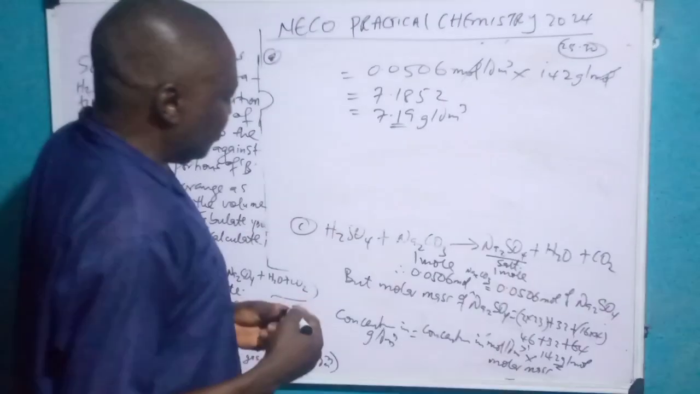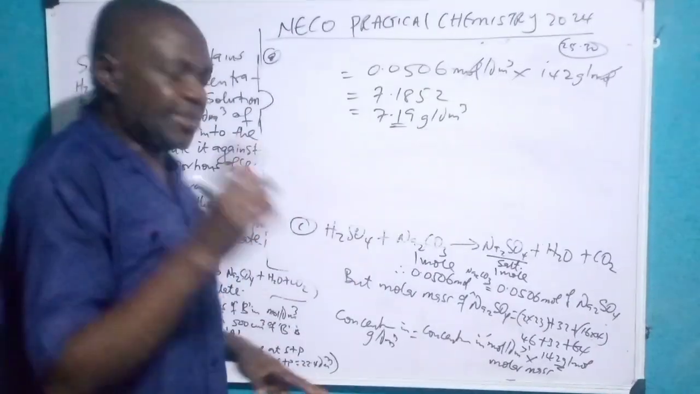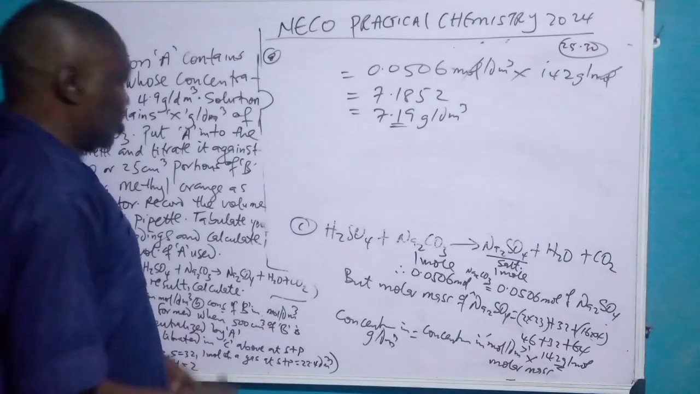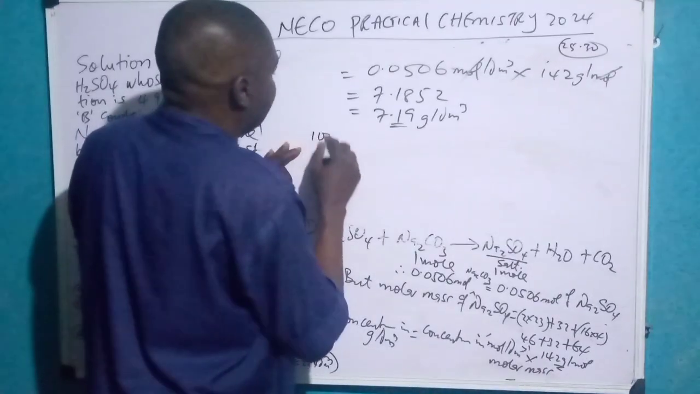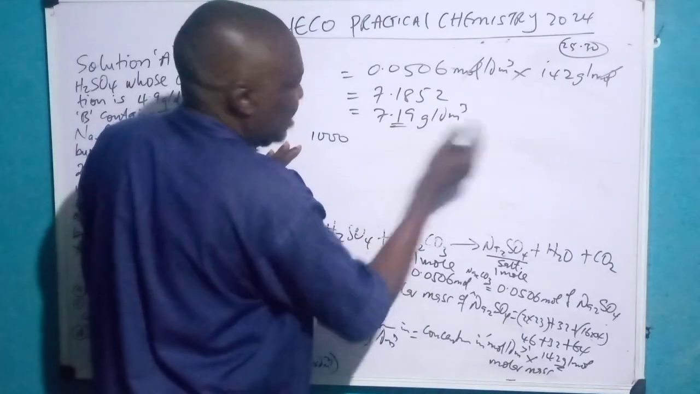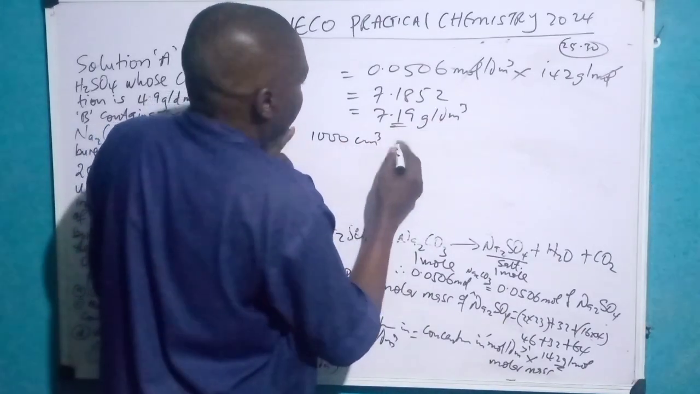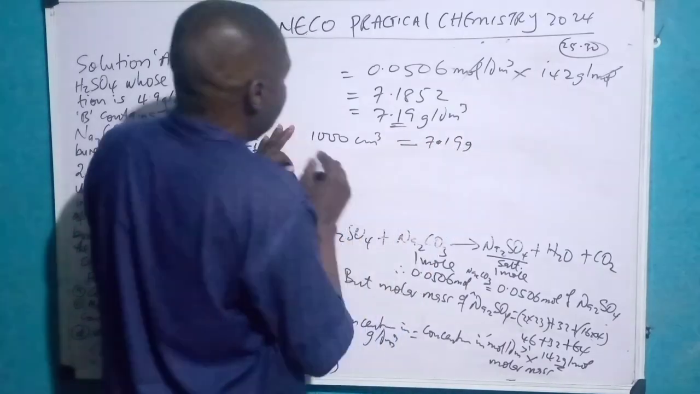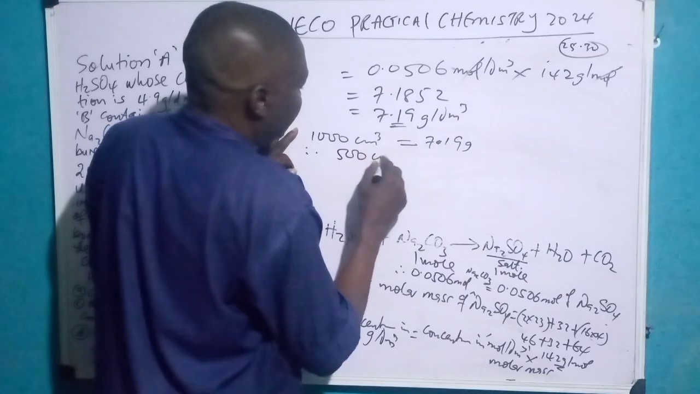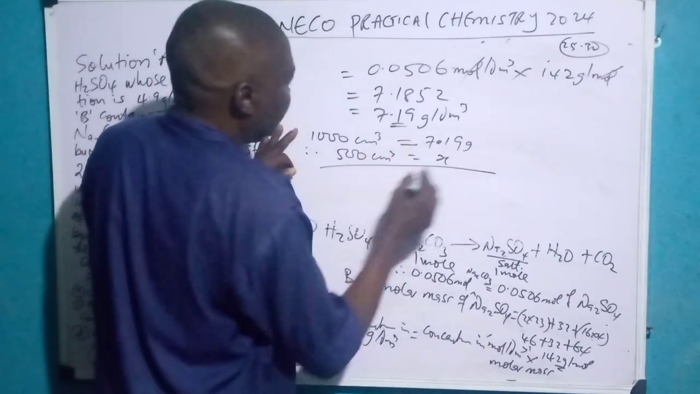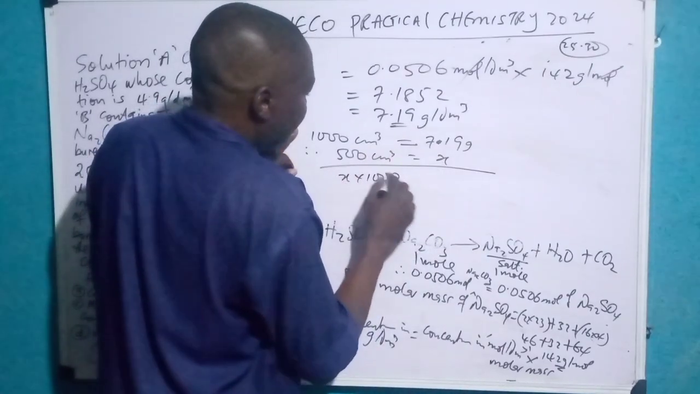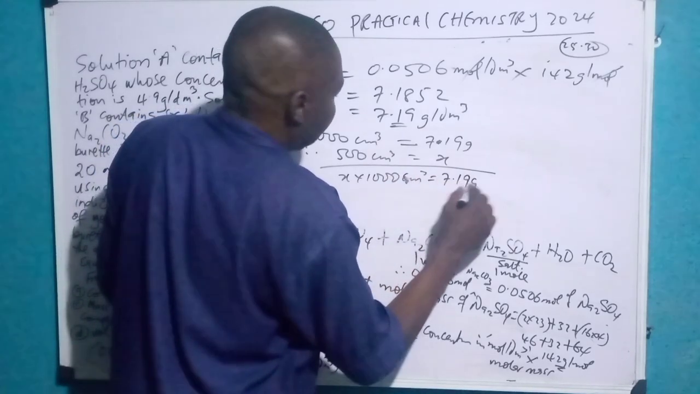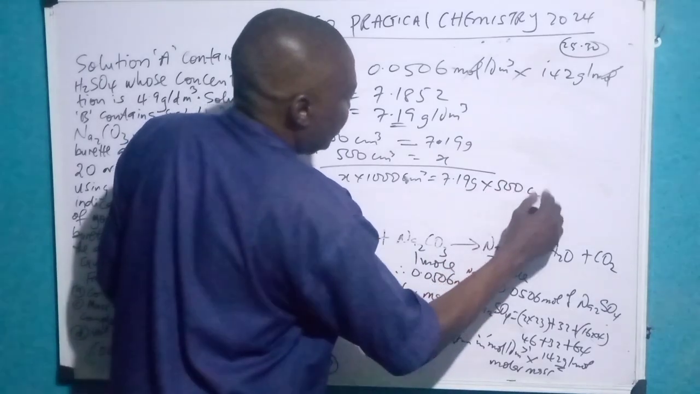So this is the mass of the salt in 1 dm cube. But the question says the mass of salt formed when 500 cm cube of B was neutralized by A. We now say 1000 cm cube, that's gram per dm cube, gives 7.19 gram. Therefore, 500 cm cube will give you x. Cross multiply: x times 1000 cm cube equals 7.19 gram times 500 cm cube.